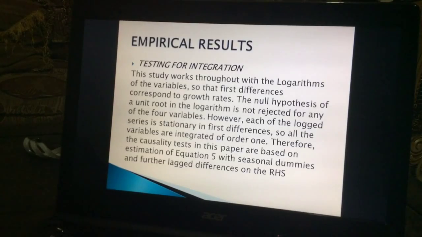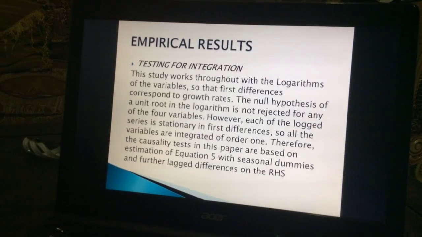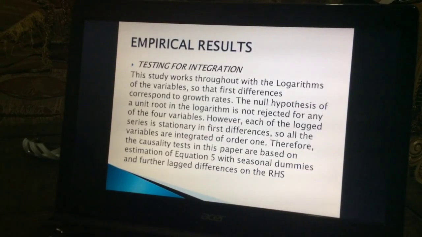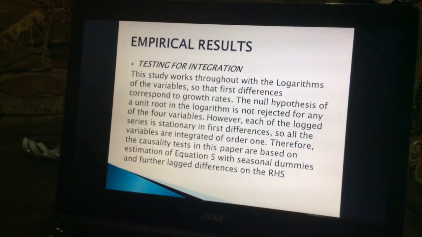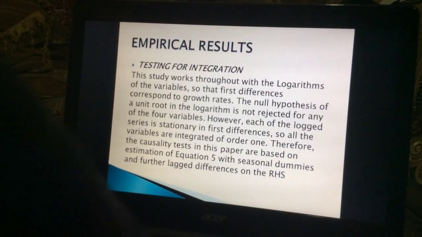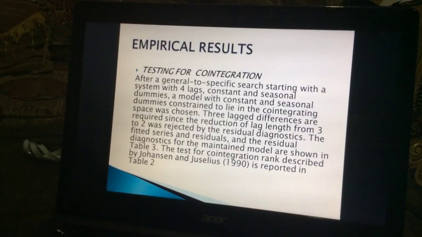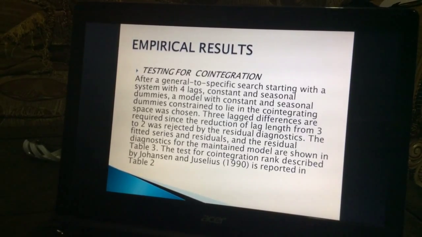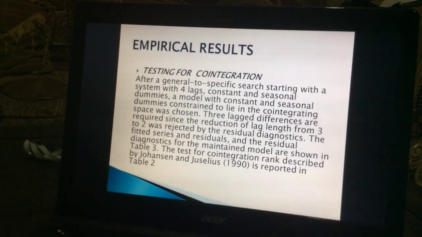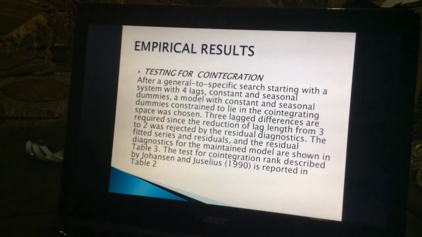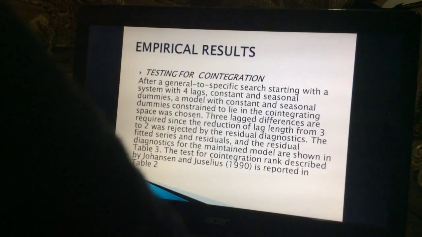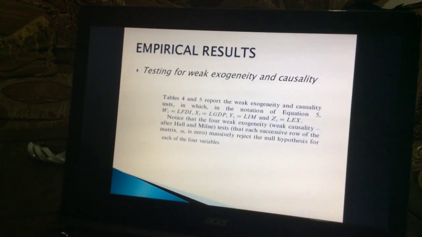In the empirical results, we also have testing for integration. How is the testing for integration done? We work with the logarithms of the variables, so that first differences correspond to the growth rates. For testing co-integration, after a general to specific search starting with a system with 4 lags, constant and seasonal dummies, a model with constant and seasonal dummies, constrained to lie in the co-integrating space, was chosen. And this is testing for weak exogeneity and causality.